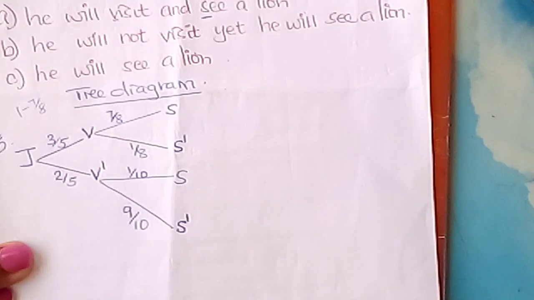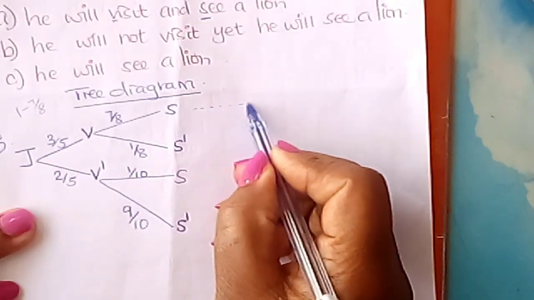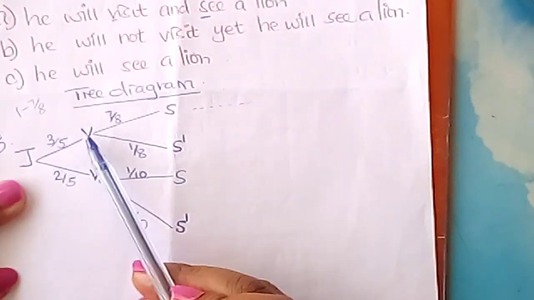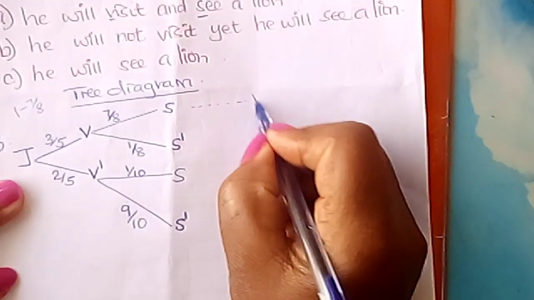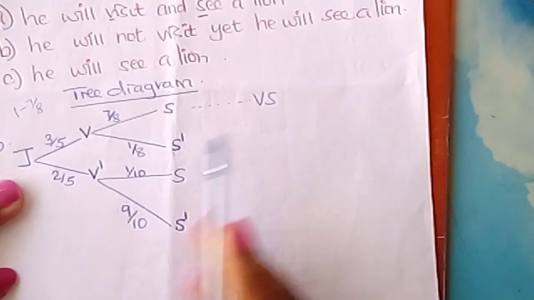And therefore this is what we call a tree diagram, learner. I hope you can see it clearly. So from there, you get the outcomes. Come and do like this. You see, this is VS, visits and sees a lion. V S prime.